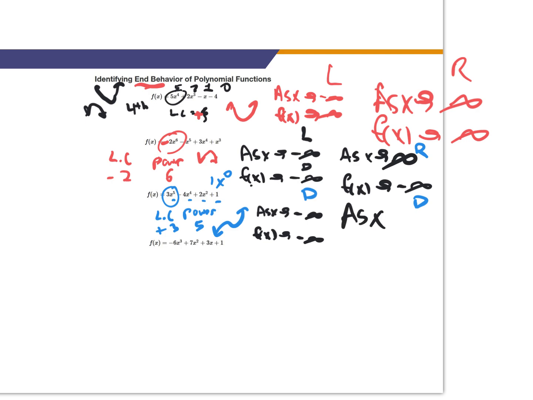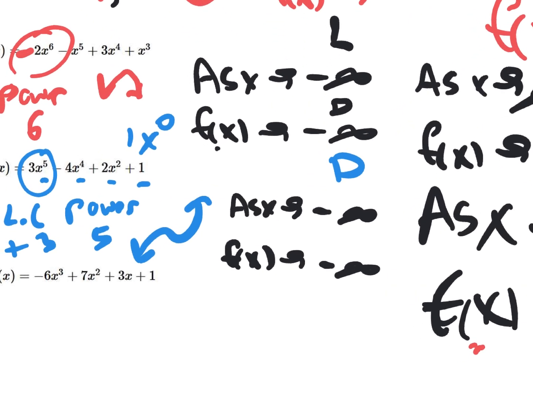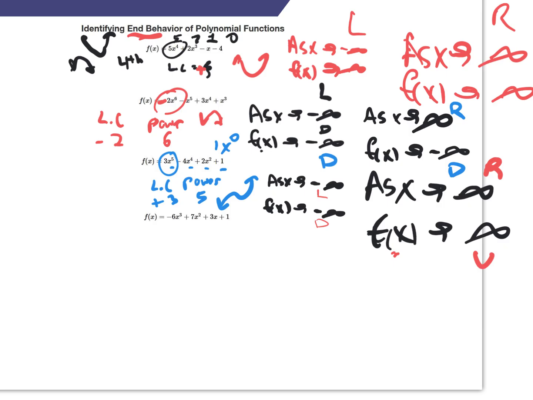As x goes to the right, f of x is going up. You want to superimpose those symbols here? x is going to infinity, means to the right, the y values are going up. This one over here, as x goes to negative infinity, that means left, and the y values went down. Notice the y values, one went up, one went down.